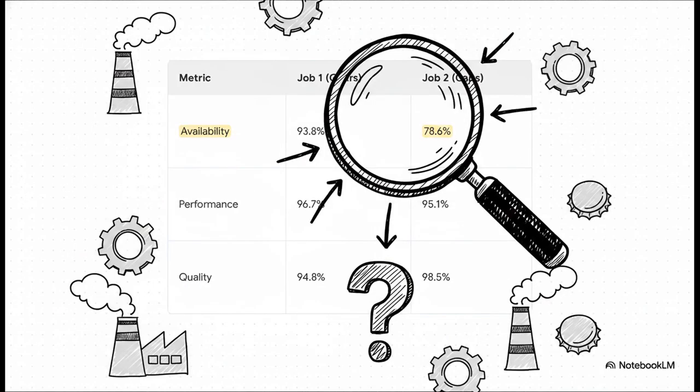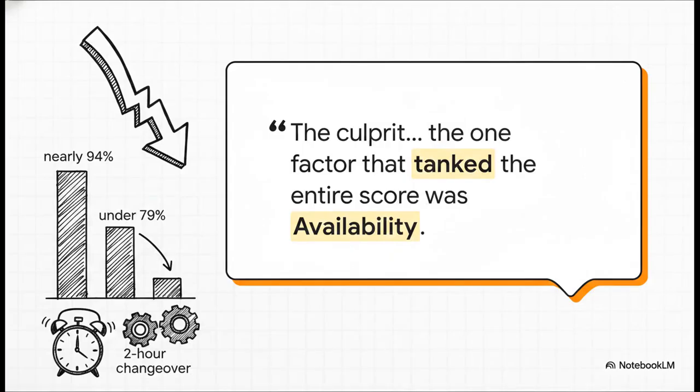And this right here, this is the genius of OEE. It's not just a grade, it is a diagnostic tool. Take a look at this chart. Performance was stable. Quality actually got a little better. The problem is just staring us right in the face. The culprit, the one factor that completely tanked the entire score, was availability. It just fell off a cliff, going from nearly 94% down to under 79%. And we know exactly why: that 2-hour changeover.